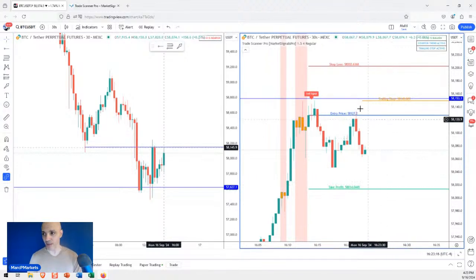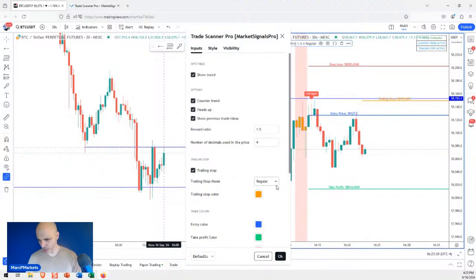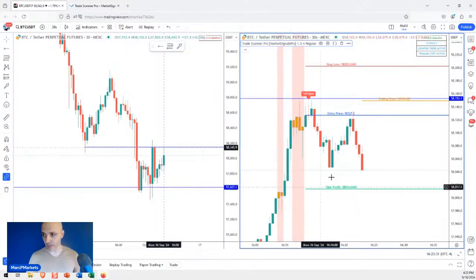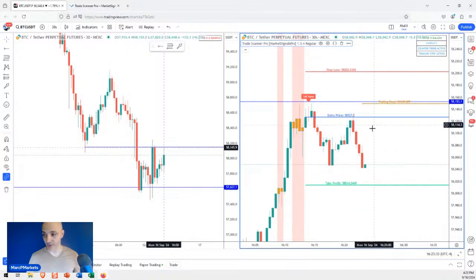By the way, one of the advanced settings on the Trade Scanner Pro is you could change the speed of the trailing stop. See that? It says regular, tight, and loose. You can change that. So if you want your trailing stop to be more aggressive, meaning it's tighter, and it follows the trade in tighter so you keep more profit, you can do that. That's appropriate in certain situations.